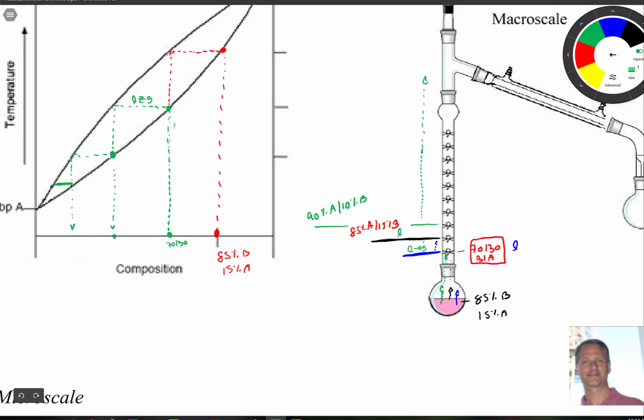These lines here that come across are called steps. So each one of these is a step. We come down, this would be another one, so on and so forth. And eventually you're over here at something that's very pure, 95% A, 5% B, for example. So that's the idea behind fractional distillation: you get many simple distillations occurring within the column, essentially.